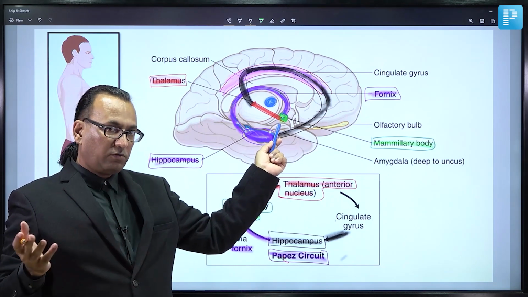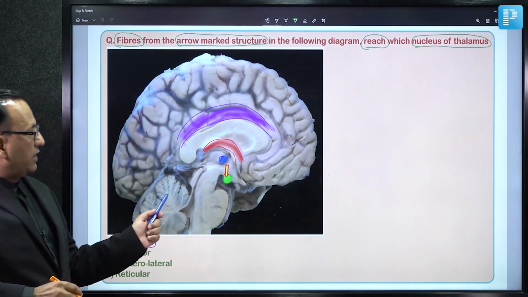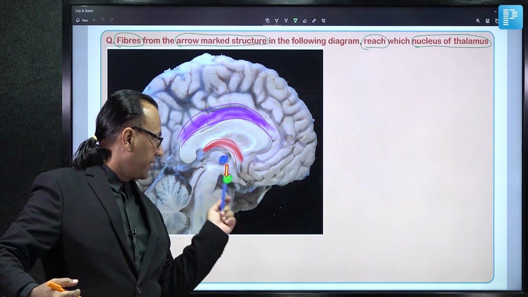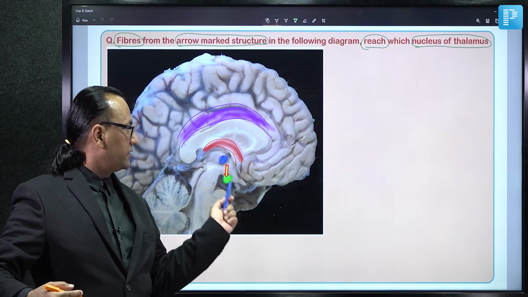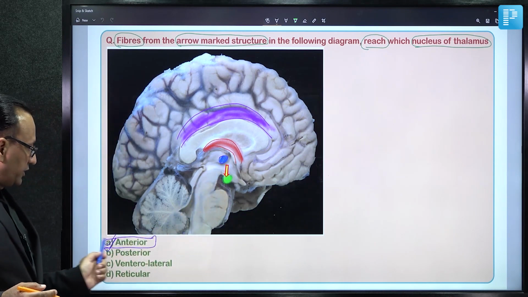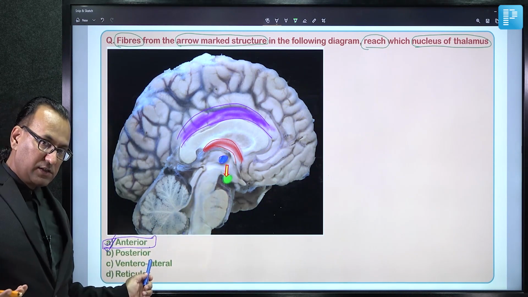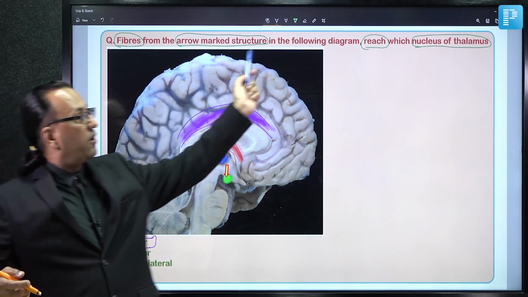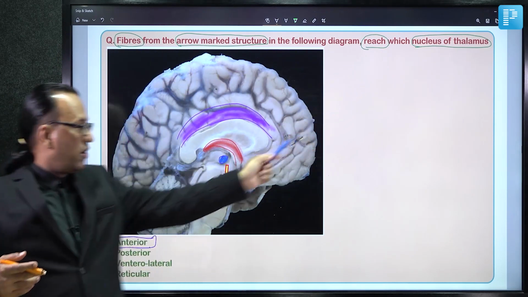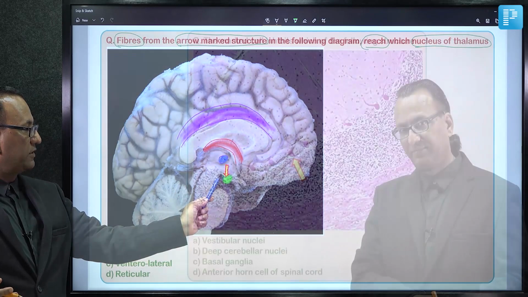And then we go back to the question, where we already have marked our answer. If you are talking about the mammillary body, the fibers will be reaching the anterior nucleus of the thalamus. Choice number A is our answer, the mammillothalamic tract reaching the anterior nucleus of the thalamus.